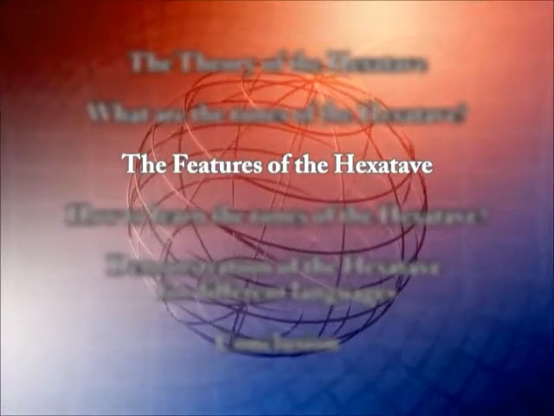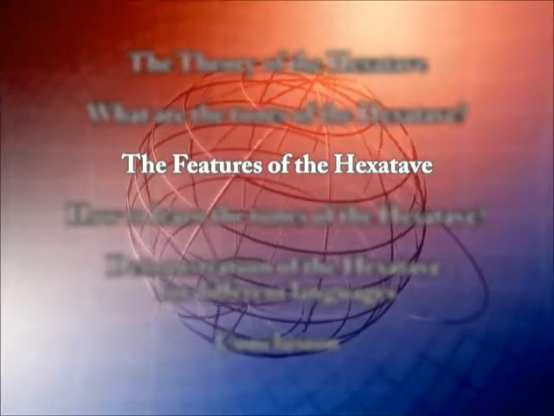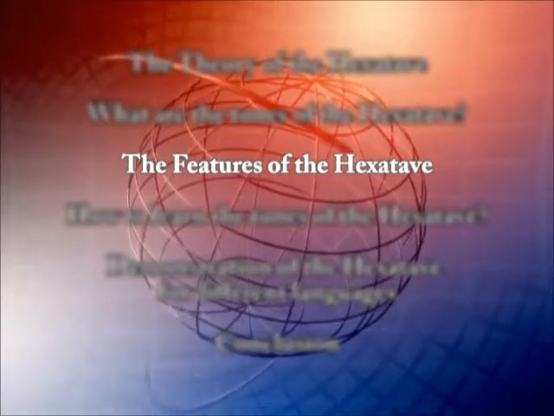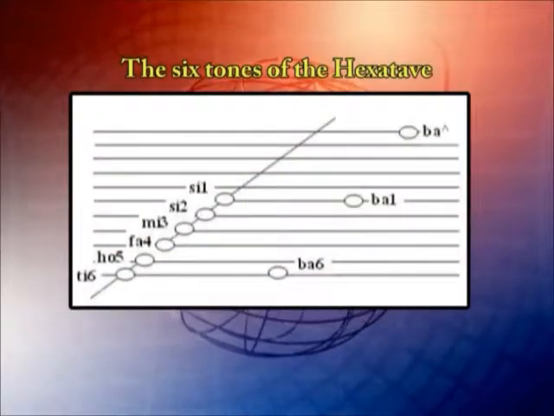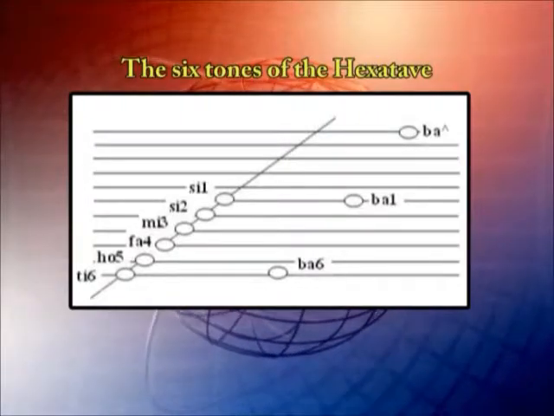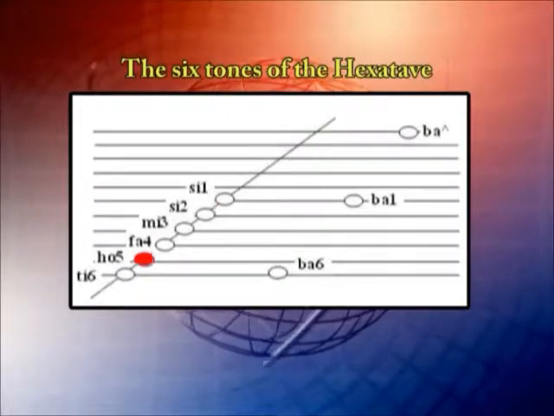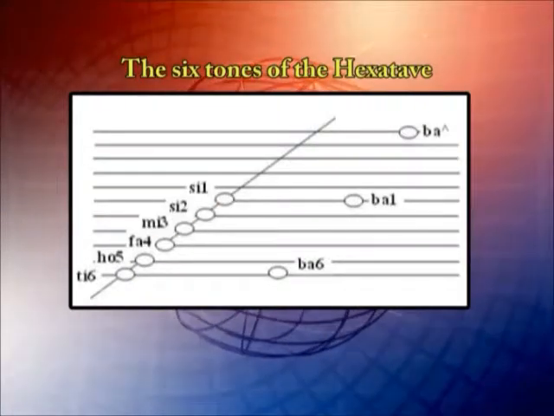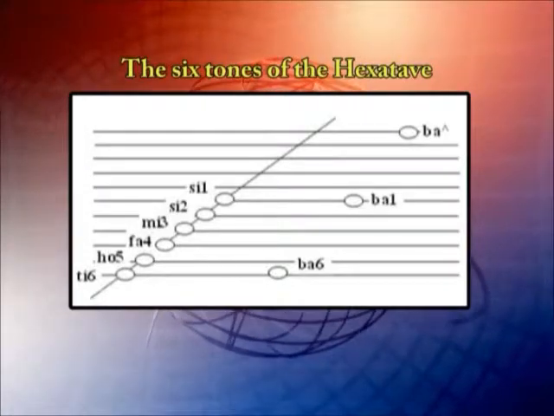The third feature of the theory is the continuality of the hexatave. One octave follows another, so is the hexatave. Look at the illustration shown on the screen. The 6 tones of the hexatave are represented as si, si, mi, fa, ho, ti. These 6 tones constitute what is referred to in the diagram as hexatave 1.